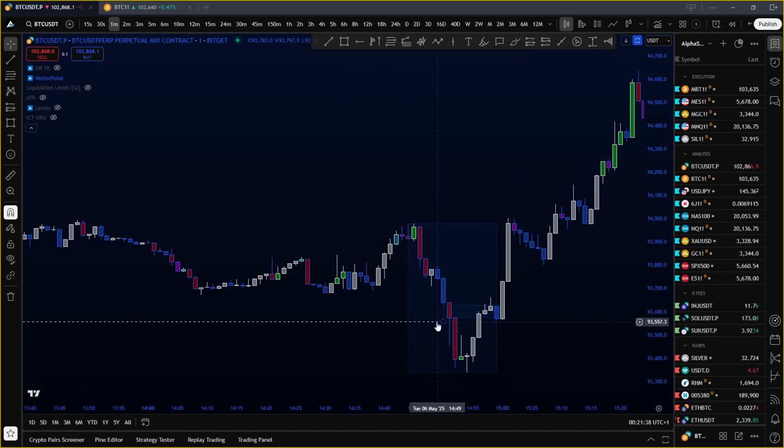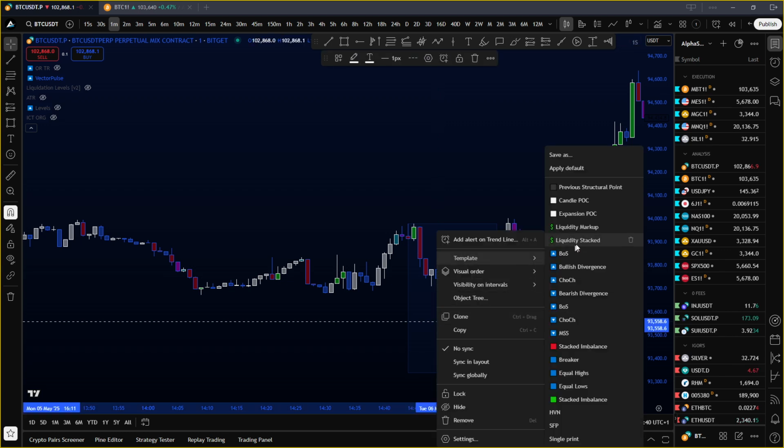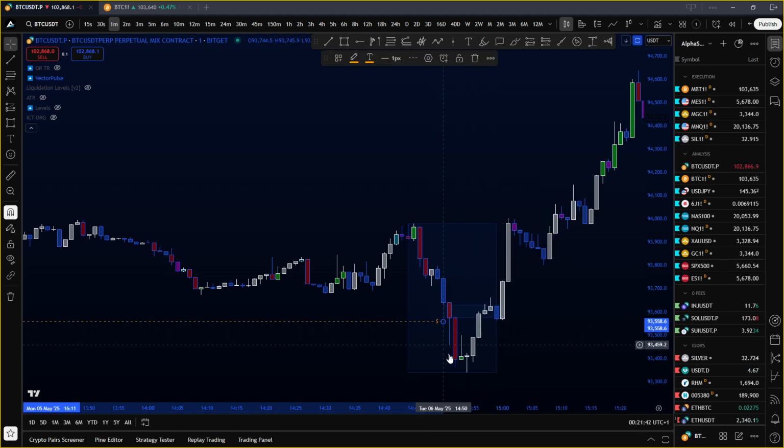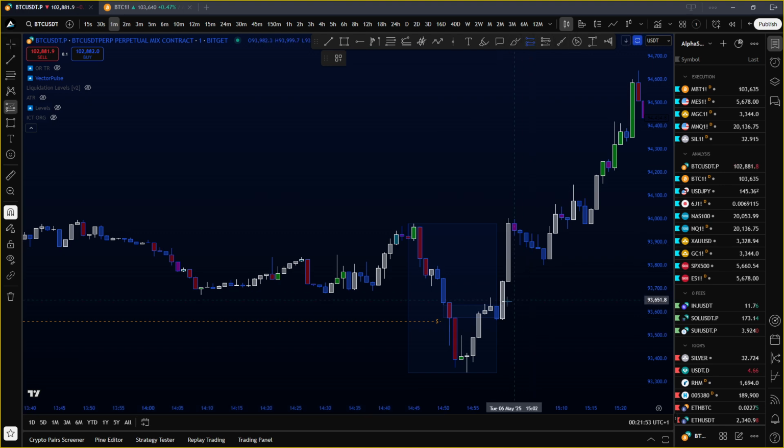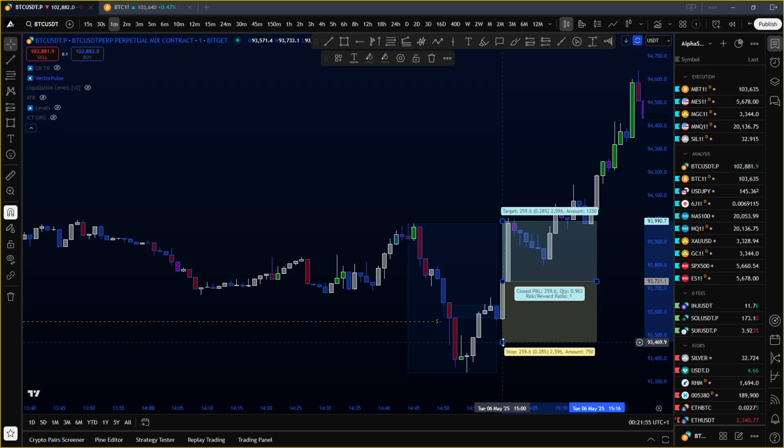Taking out liquidity with a vector, that vector having an internal FVG, having a candle close above that, which, to be fair, you only do have the candle close over there.